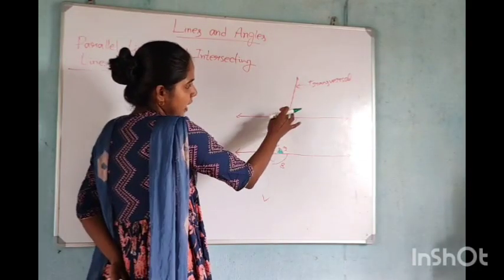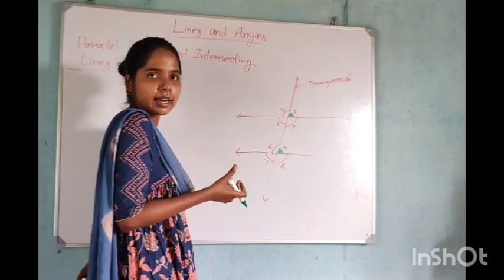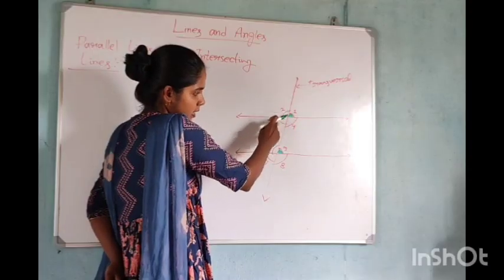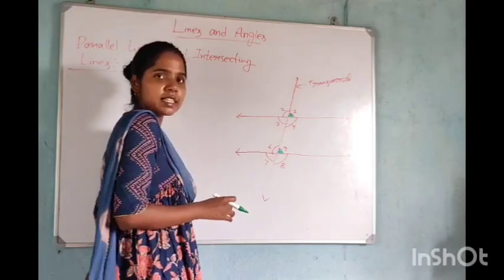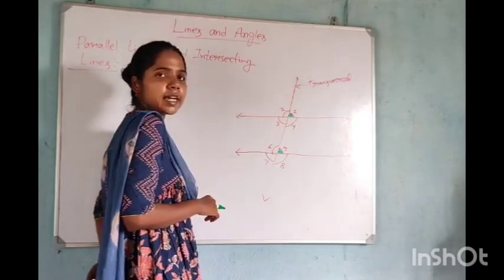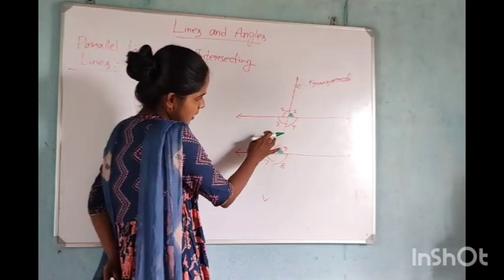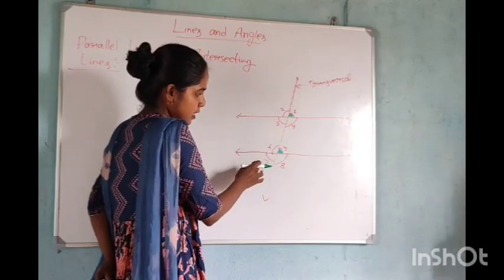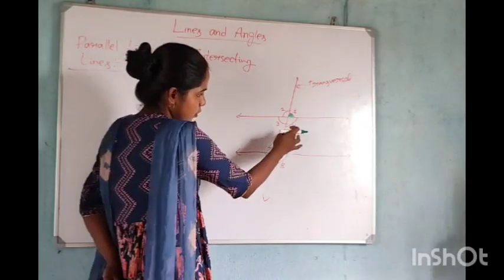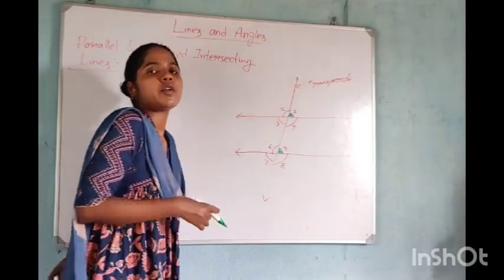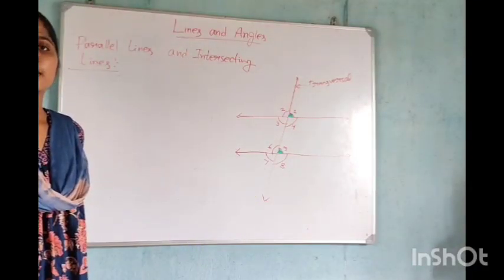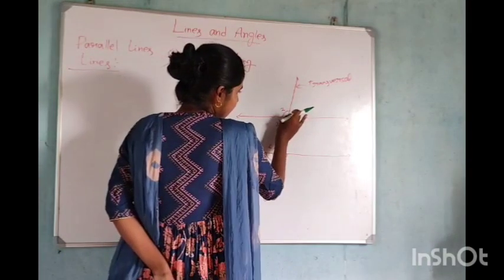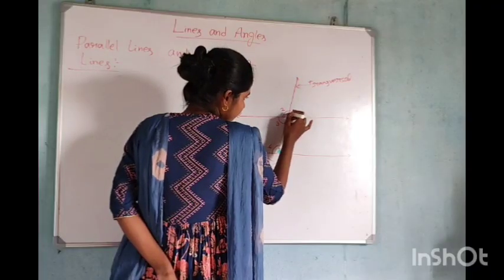Can you see any other angles which look alike? 2 and 6: 2 is above the line, 6 is also above the line, and they are both on the left-hand side. So 2 and 6 are also corresponding angles. Also, 3 is under the parallel line, and 7 is under the parallel line on the same side. They are corresponding angles. 4 and 8 are corresponding angles. And the property of corresponding angles is that they are equal. It is a very good property that they look alike and they are equal.